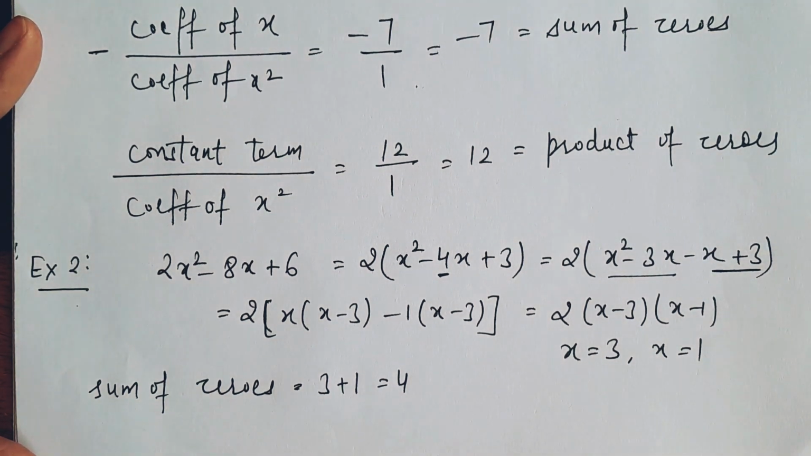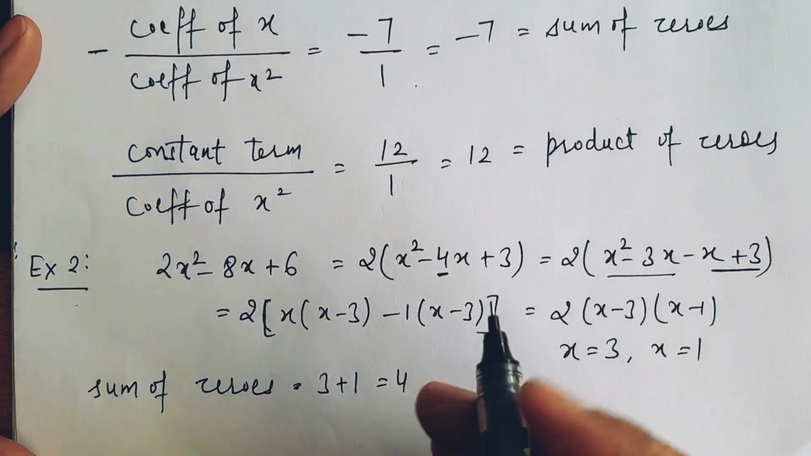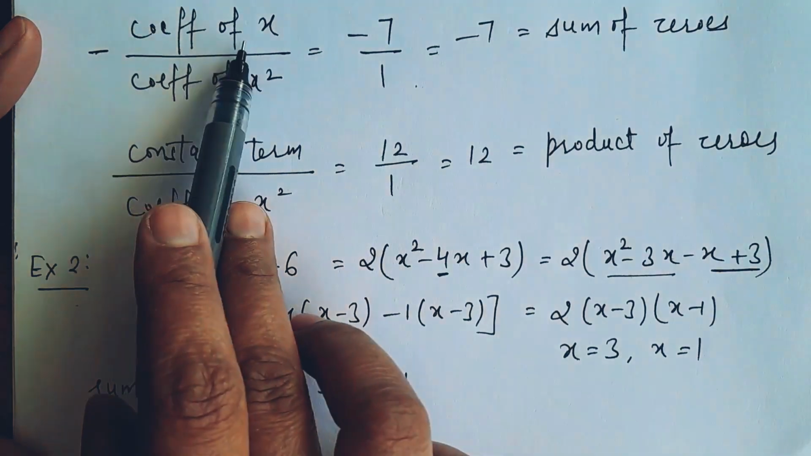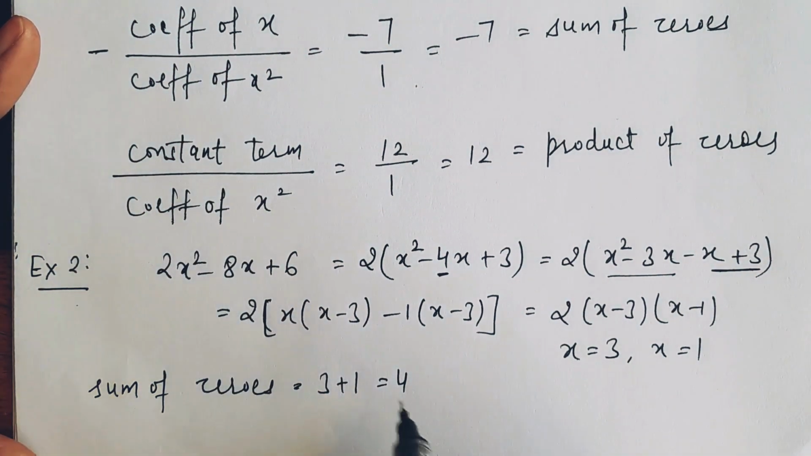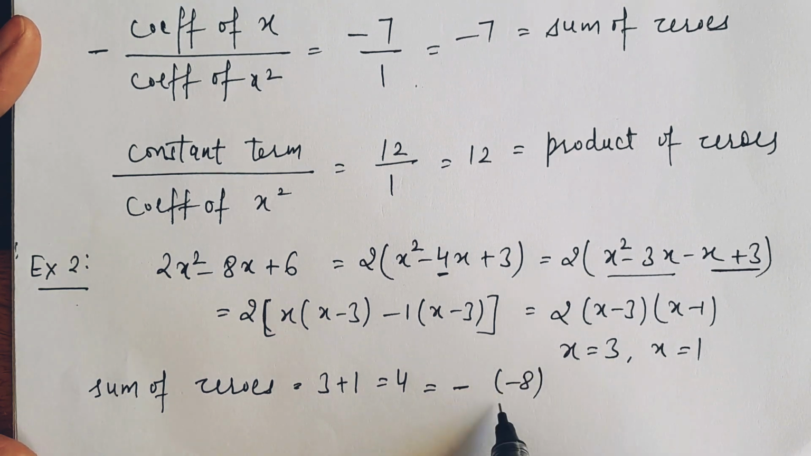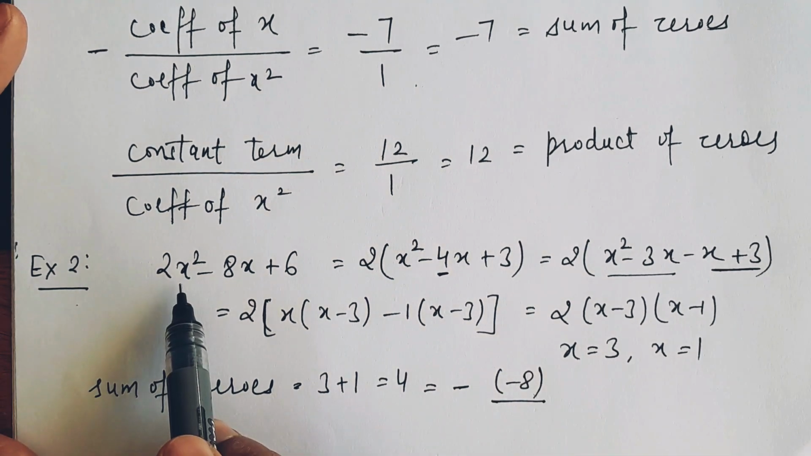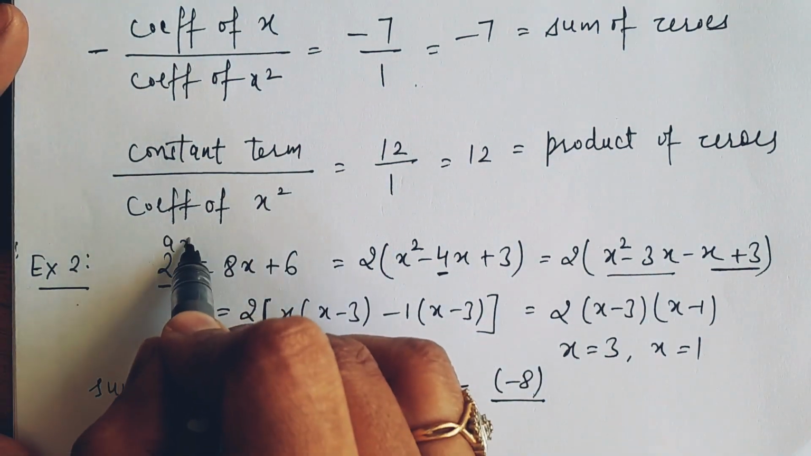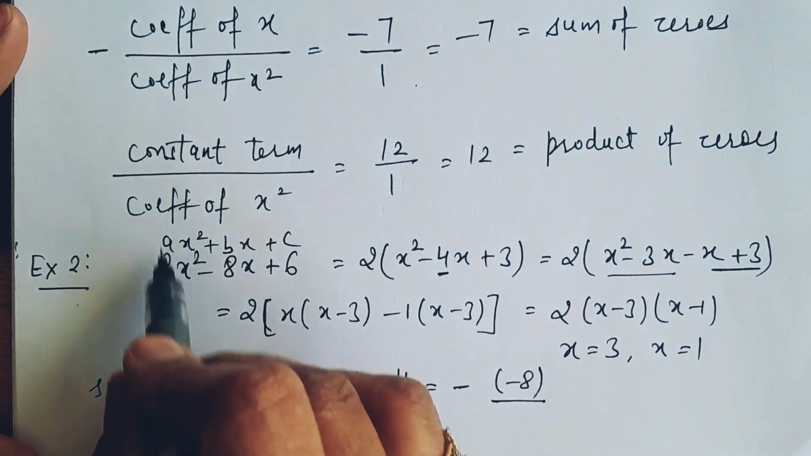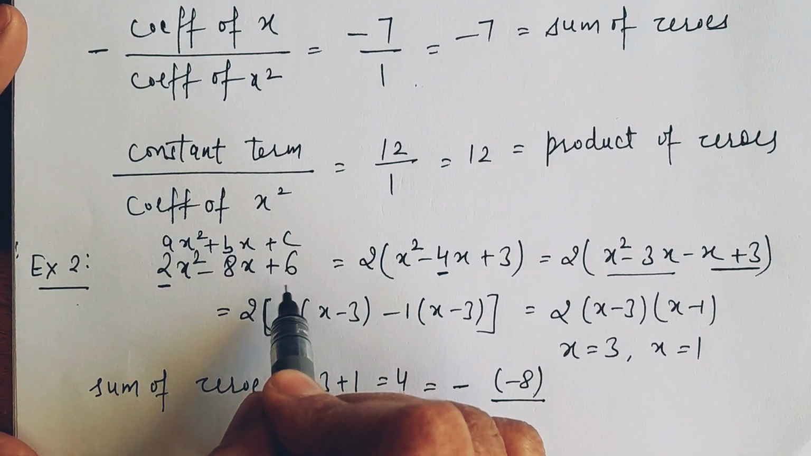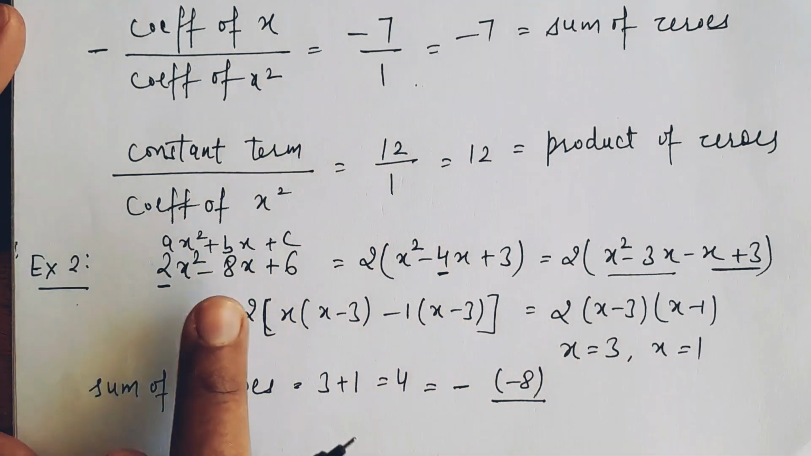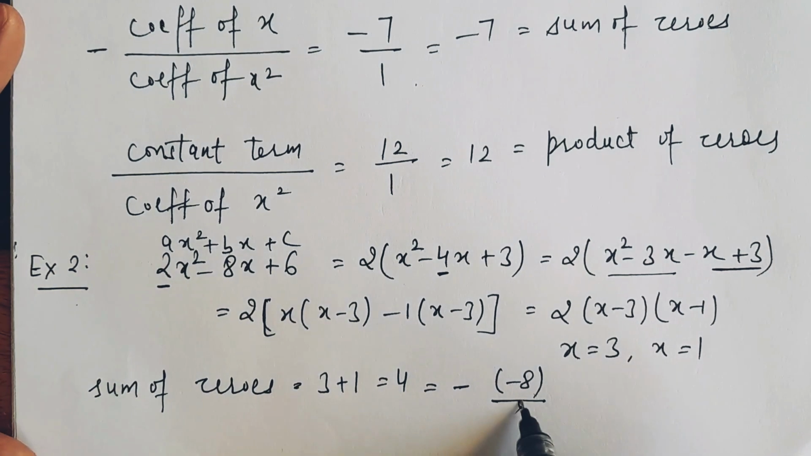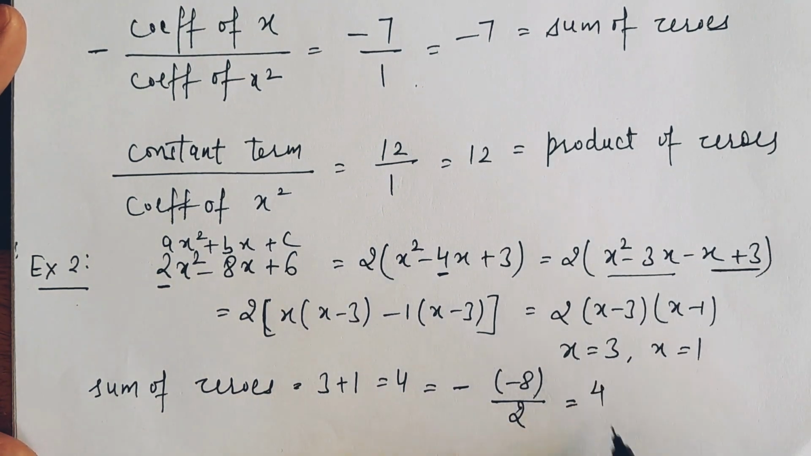So check out the coefficients. What was the sum of zeros? Minus coefficient of x divided by coefficient of x square. Coefficient of x is minus 8 already. If we compare it with the general term, ax square plus bx plus c, a is 2, b is minus 8, c is 6 here. So minus of minus 8 divided by coefficient of x square, that is 2. So minus minus will become plus, and you will get 4 only.